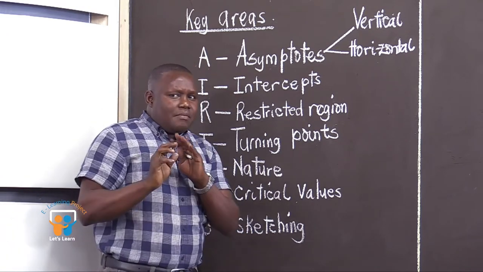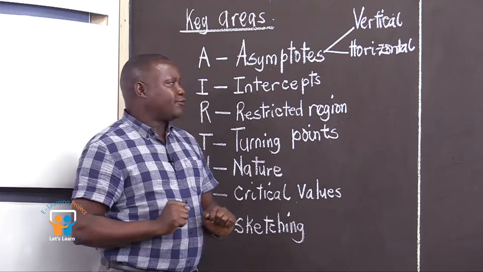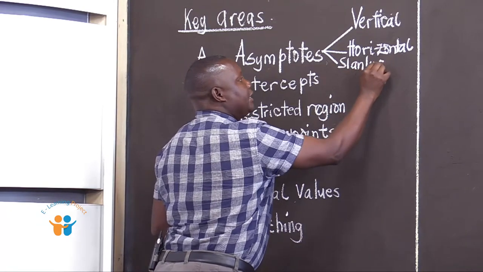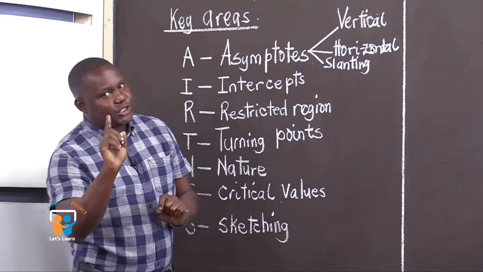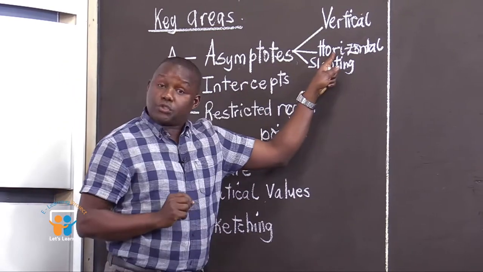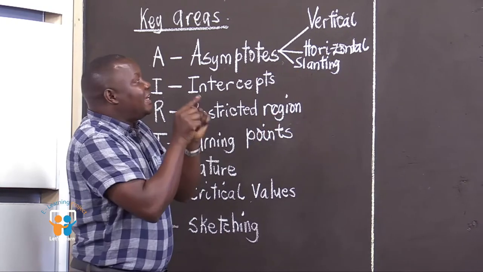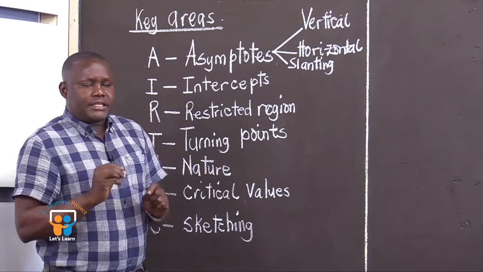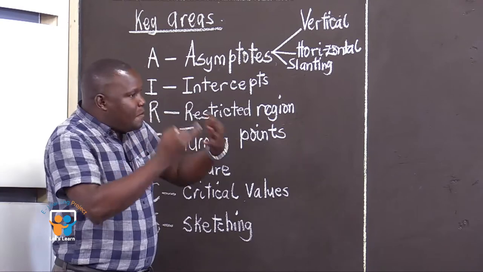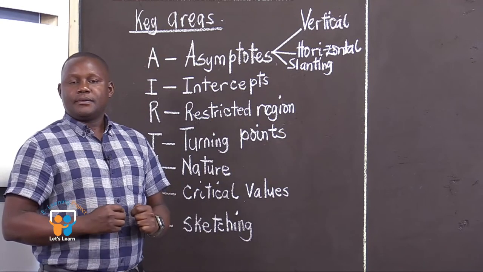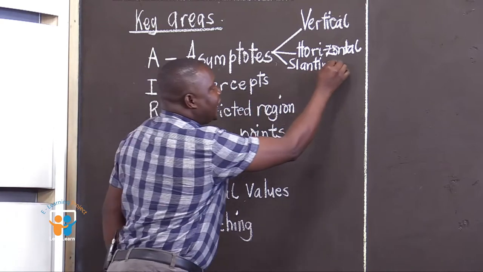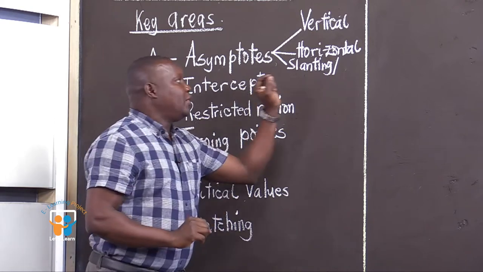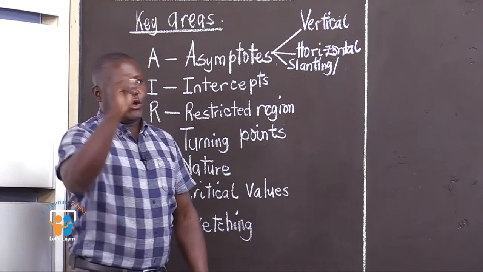There's some other kind of asymptote that is also very important for us. It's called slanting asymptotes. These ones are special asymptotes. They're not like vertical or horizontal, as we will see. They're also given another name. Can you guess that name that can also be used to mean slanting asymptotes? The name, as you've said, is oblique. If we don't call them slanting asymptotes, we call them oblique asymptotes. That's perfect.